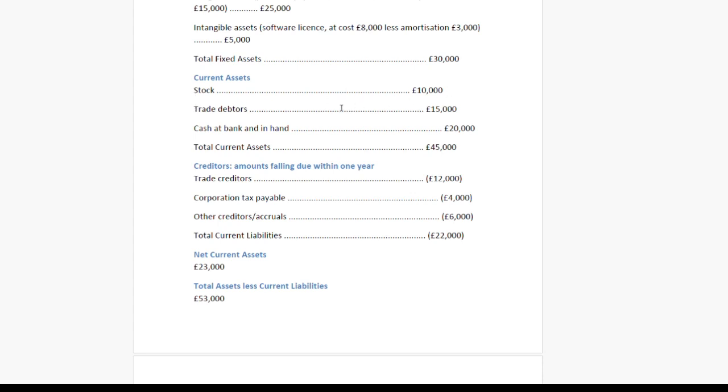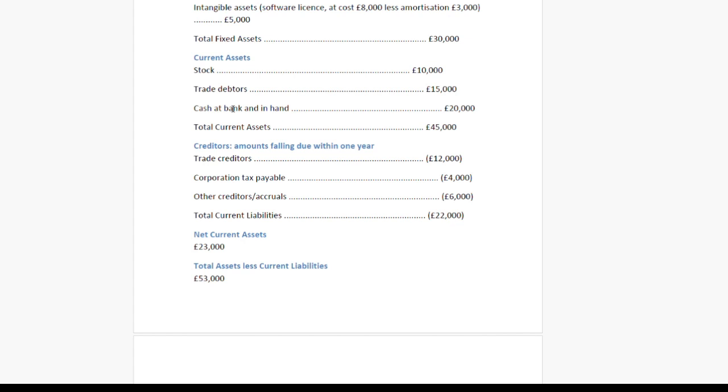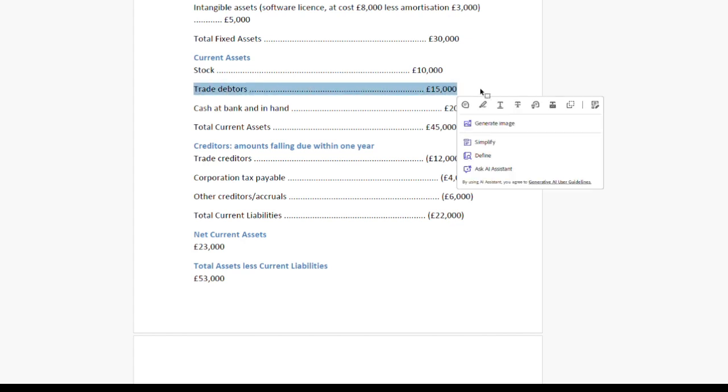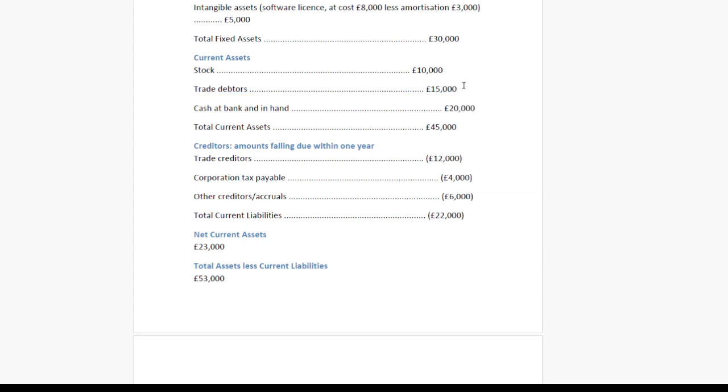Next one here, trade debtors. Important one, this one. This is who owes you money at the year end. So in this scenario, £15,000 is owed to you from your customers or clients at the year end point. And it's important that you keep an eye on your debtors value, because this is money that's owed to you, and you want to make sure that you're on top of this figure and that people are paying you in a timely way.